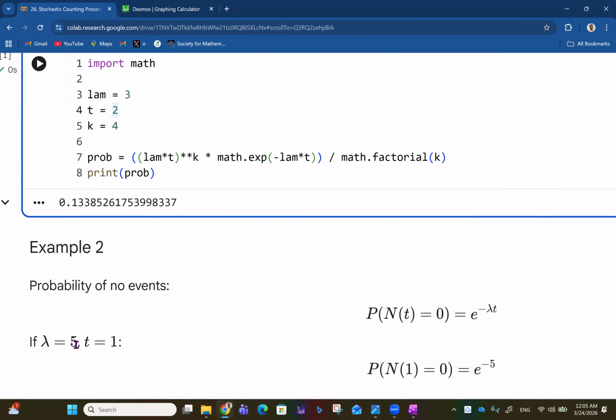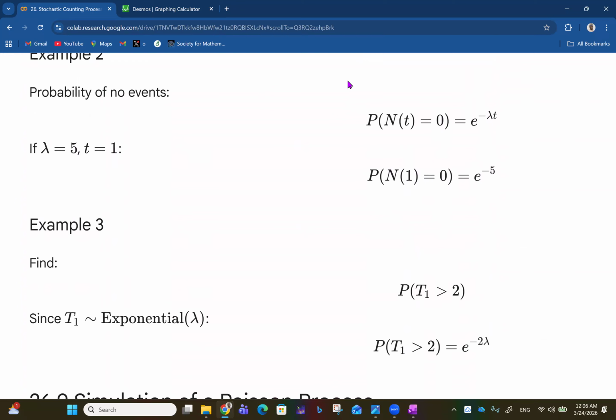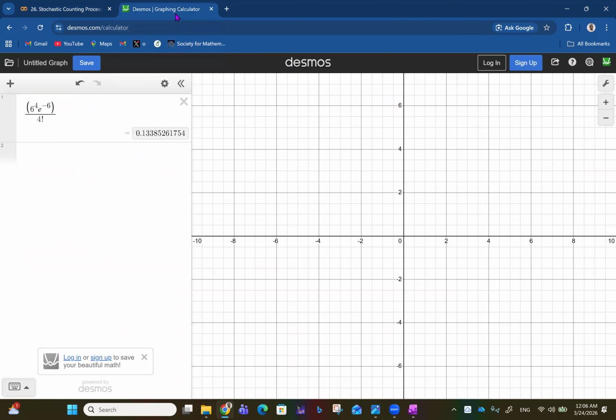So here, if lambda is 5 and t is 1, for instance, the probability that N of 1 is equal to 0 is e raised to power minus 5. Of course, we already know that N of 0 is 0, so we have to use another value for time which is not 0. So N of 1 being 0 is the probability that at the first minute or first second, or whatever time step you're using, there has not been an arrival in the system, which is e raised to power minus 5. And then, of course, you can compute that e raised to power minus 5. That would be this.